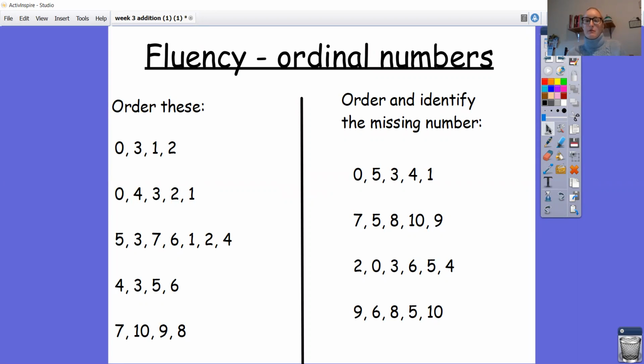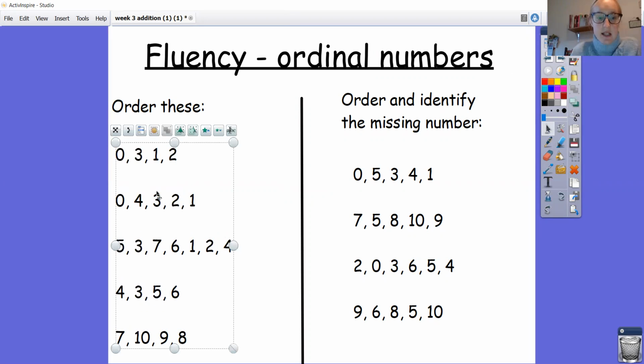Well done. Right, we've also been looking at ordinal numbers and putting numbers in the correct order from smallest to largest. So I have got 2 columns of numbers here. And because we've been doing this all week now in our fluency, I'm going to give you a little bit of time to work these out.